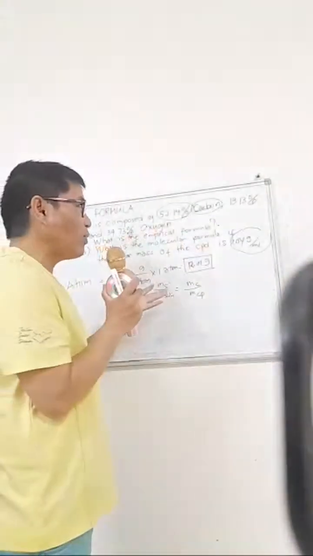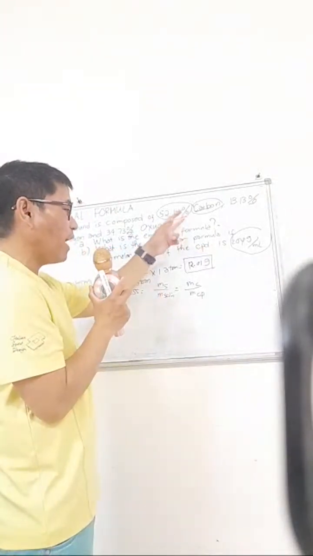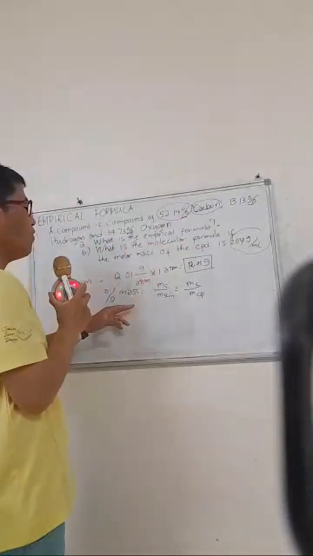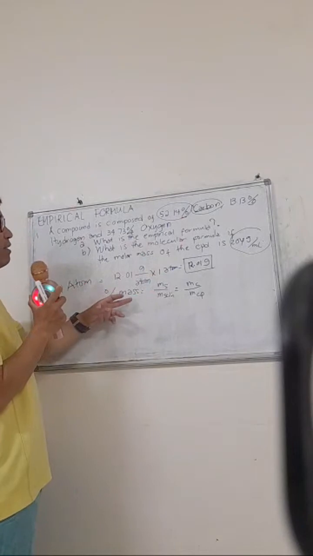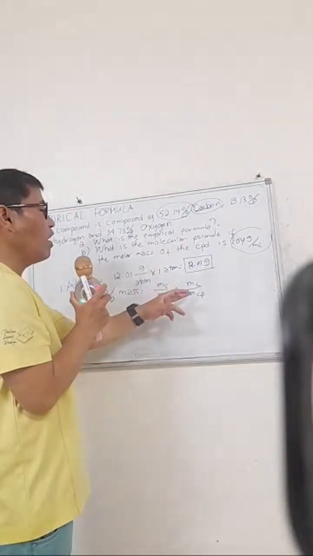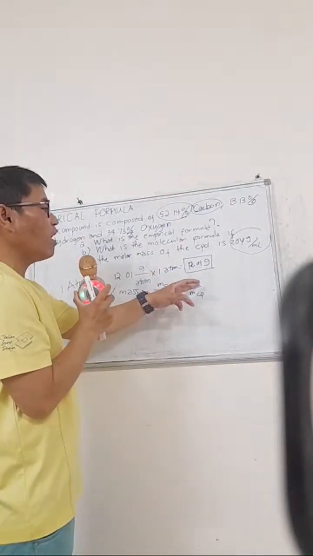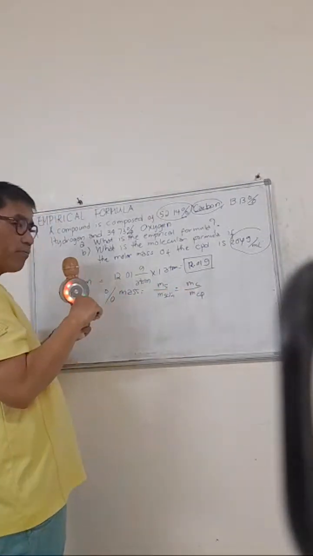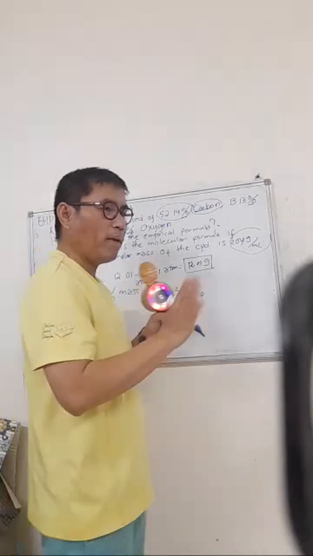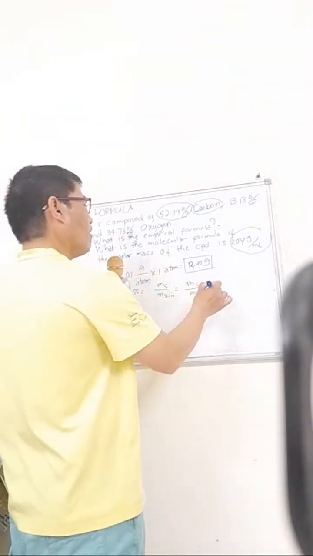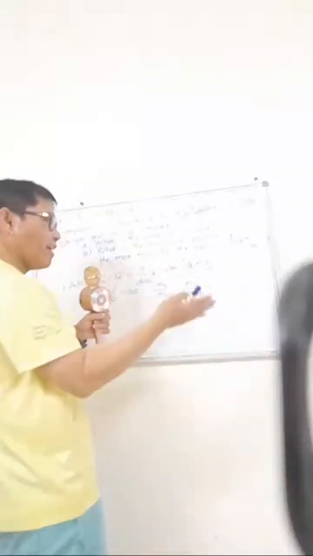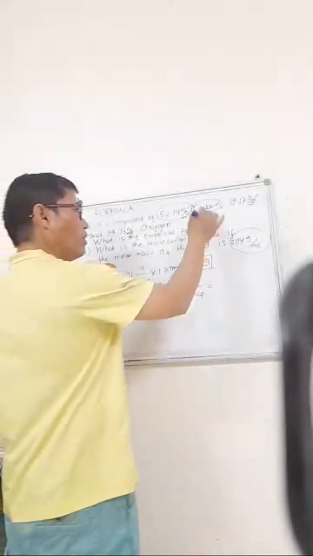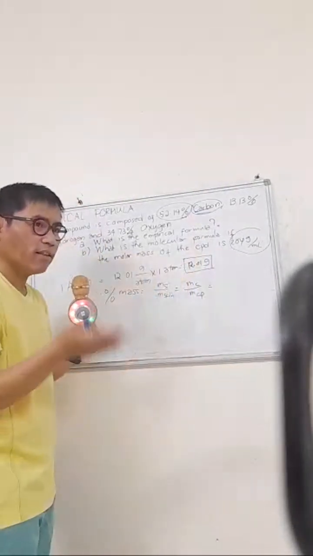So, like this, 52.14%. Okay, it's not automatically 52.14 grams. Why? Because of this formula: percentage by mass is equal to the mass of the element, which is carbon, over the mass of the compound. So, what is the mass of the carbon? We're teaching you the basics.